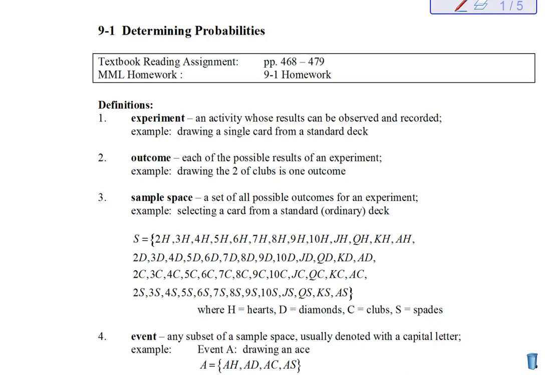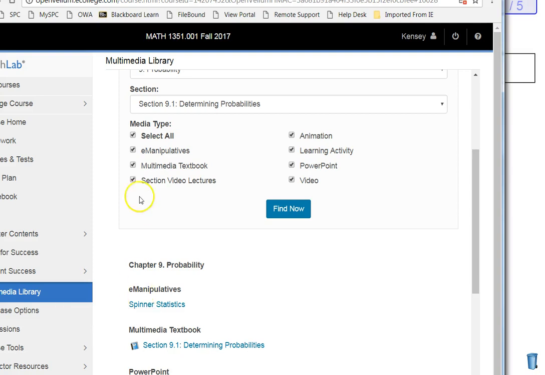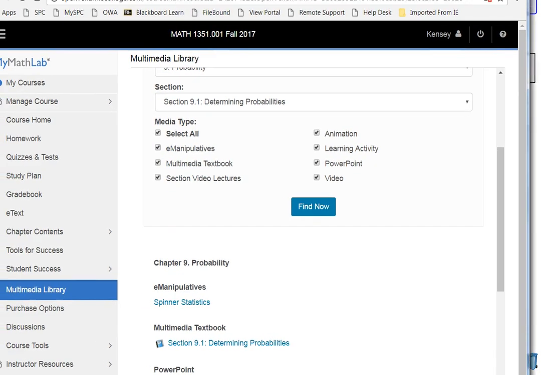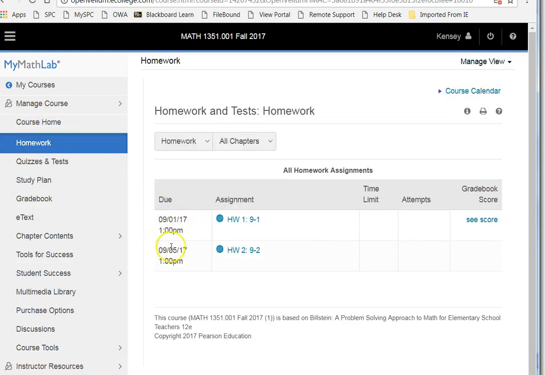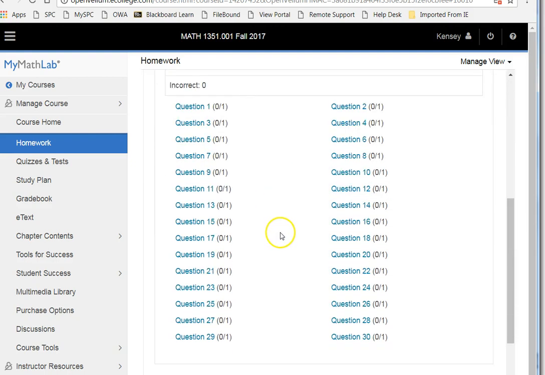Before we get started, I'm just going to pull up MyMathLab real quick and show you what that homework will look like. So if you go to your homework, you can come here to homework or you can go to course home. Ignore the dates. This isn't going to apply to this semester. But if you click on homework 9.1, you can see here's the homework set for this first lesson. The homework is unlimited tries, and so you can retry those problems again and again until you get them correct.